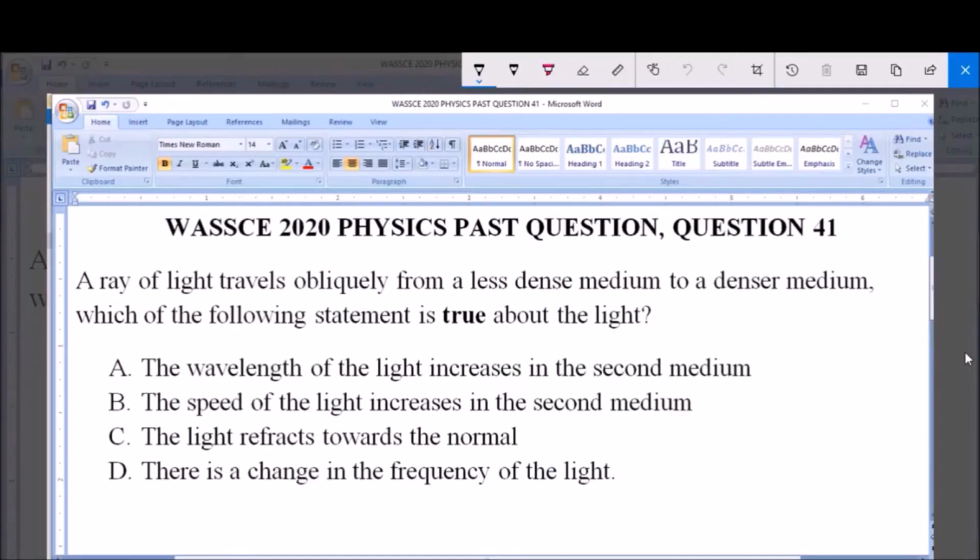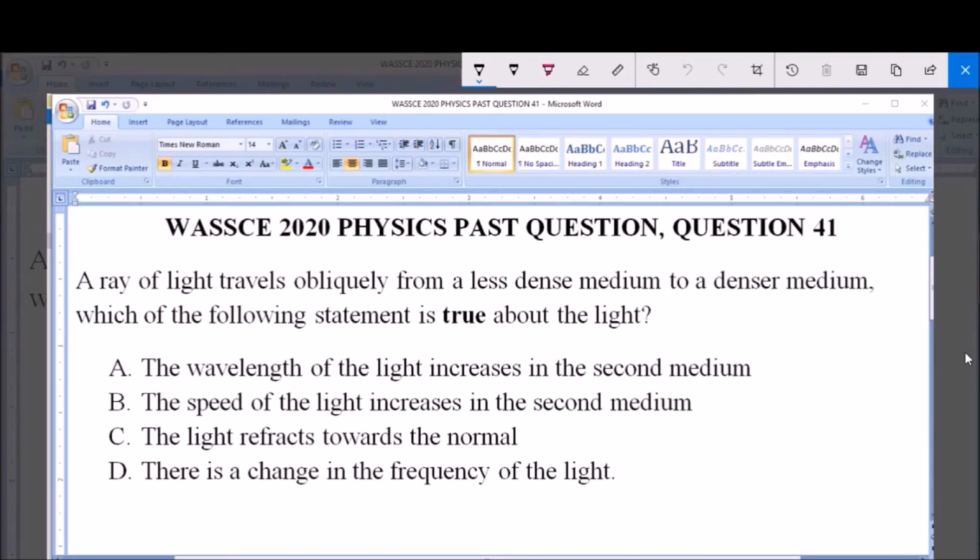Hello, good day and welcome. I will be answering WAEC 2020 physics past question 41. A ray of light travels obliquely from a less dense medium to a denser medium. Which of the following statements is true about the light? A. The wavelength of the light increases in the second medium. B. The speed of light increases in the second medium. C. The light refracts towards the normal. And D. There is a change in the frequency of the light.